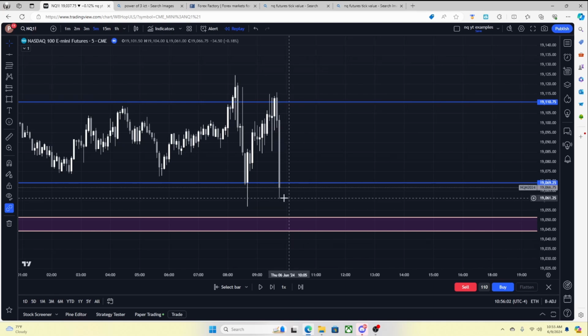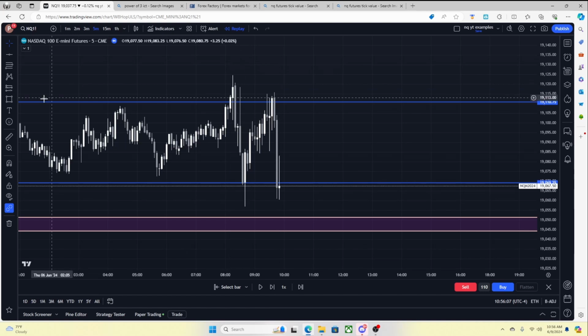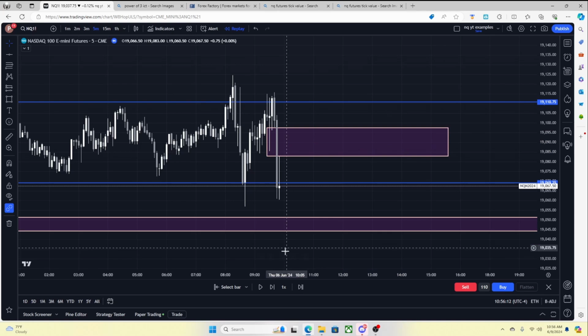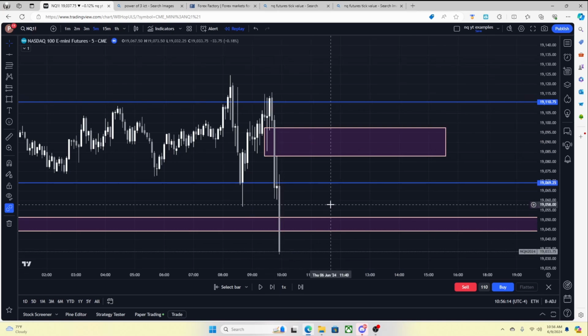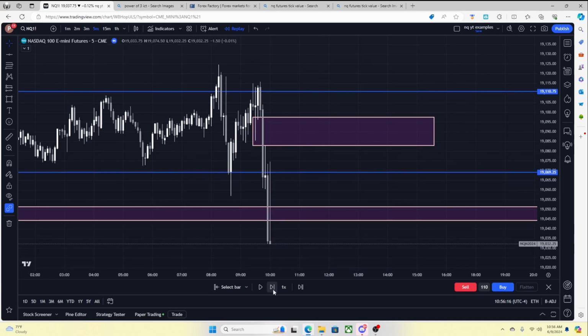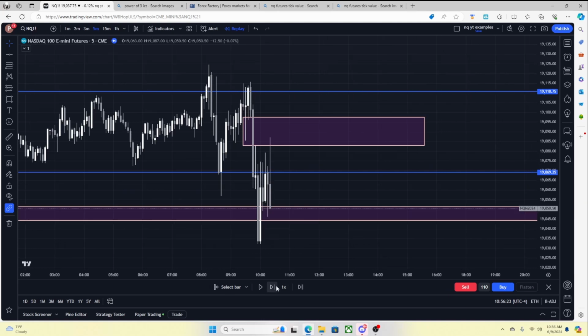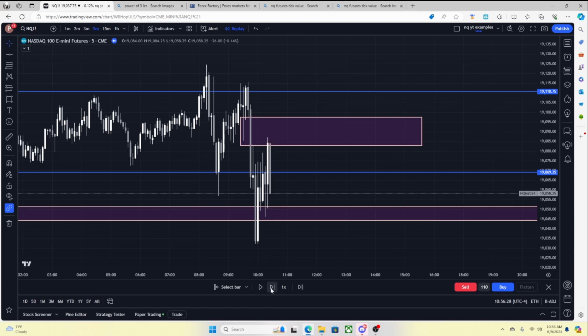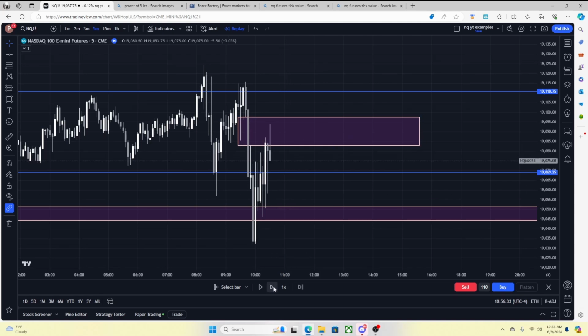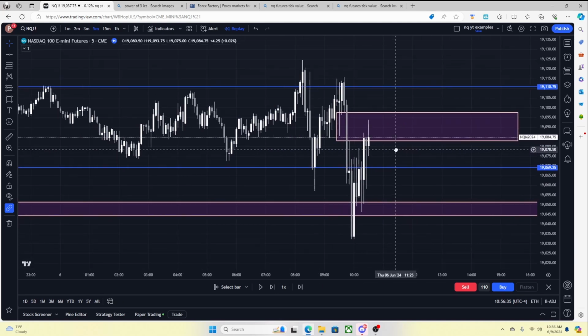We had a big push down there. I think that was news at 9:45. Formed a fair value gap there. Then we pushed down even further. Big wicks there. Still nothing really you can trade here. Really choppy. We did wick in there, came up into 1020, came down, pushed back up. You could potentially trade this.